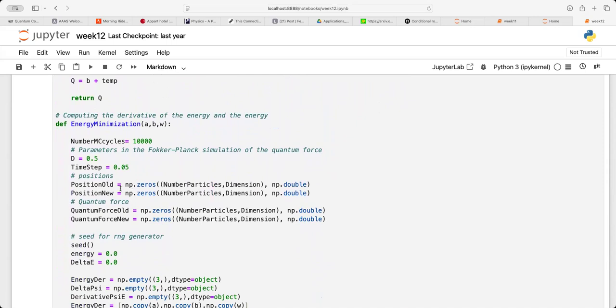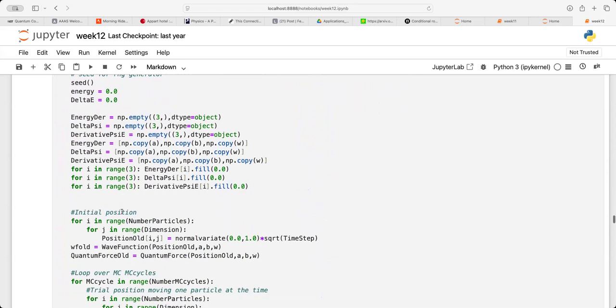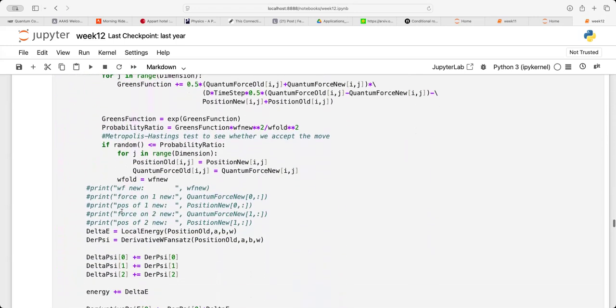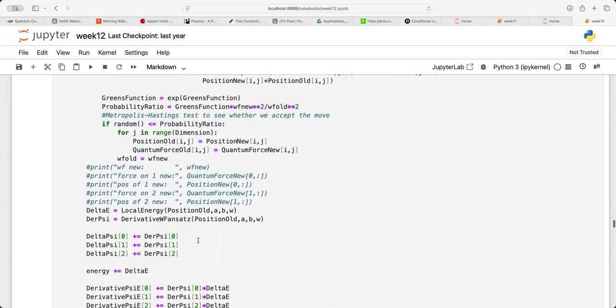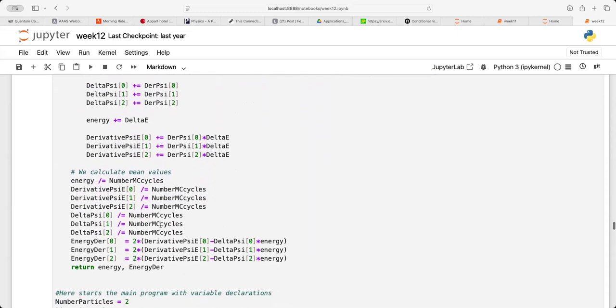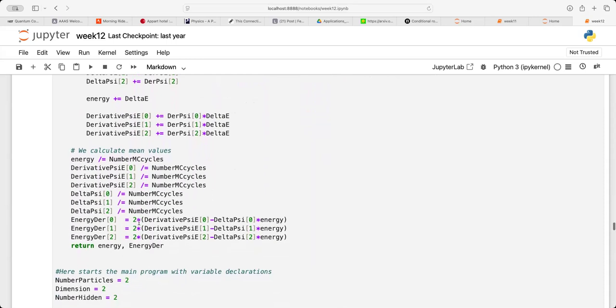So it contains the position old, position new. It has the quantum force old and new as we did before. It has the energy derivatives, the derivative with the quantities which enter the calculation of the gradient. And in this function here, what you will find then is exactly these calculations of derivatives, the gradients, and the energy as we calculated before. So these are the energy derivatives. It sets up the gradients.